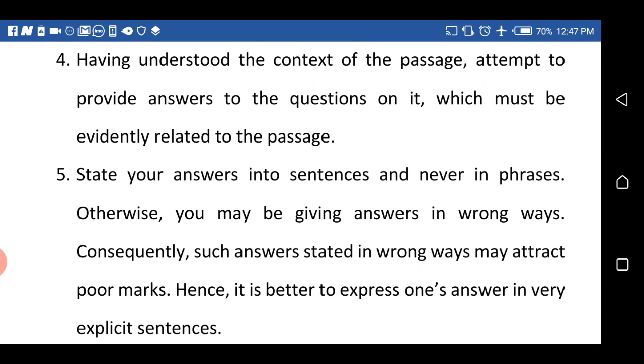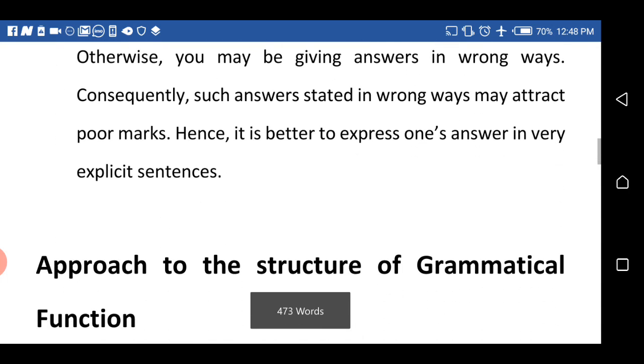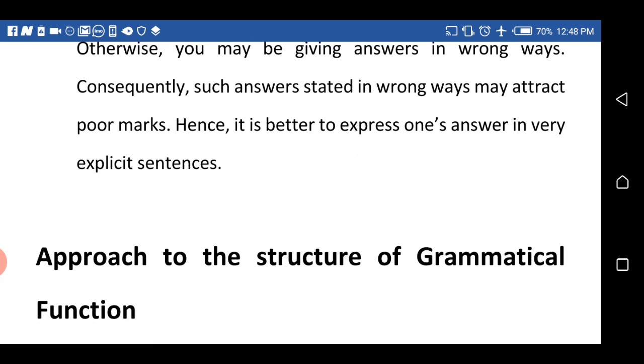Number 5, state your answers in sentences and never in phrases. Otherwise, you may be giving answers in wrong ways, and this leaves room for ambiguity. Consequently, such answers stated in wrong ways may attract poor marks. Hence, it is better to express one's answer in very explicit sentences.